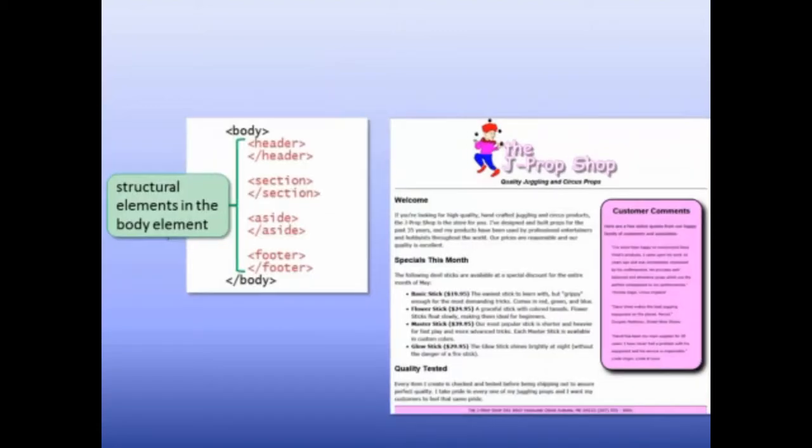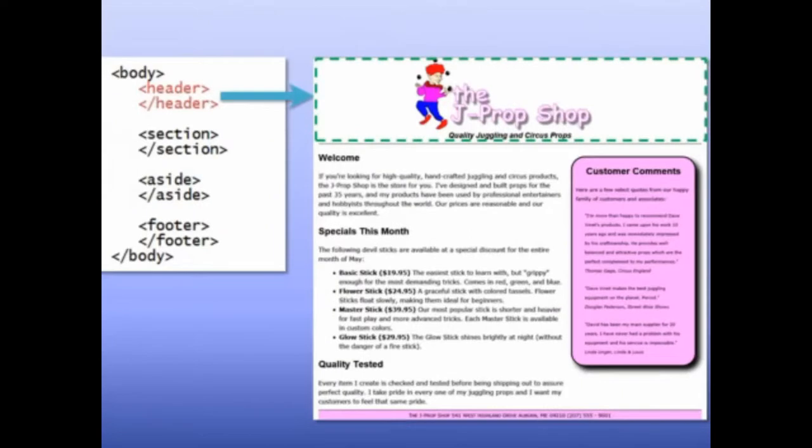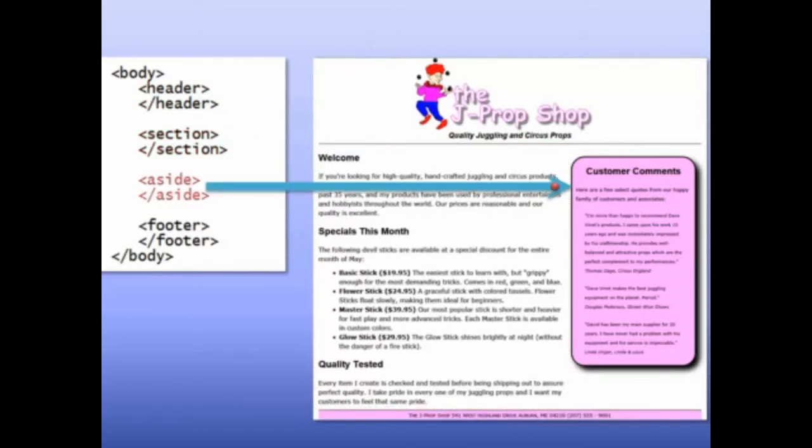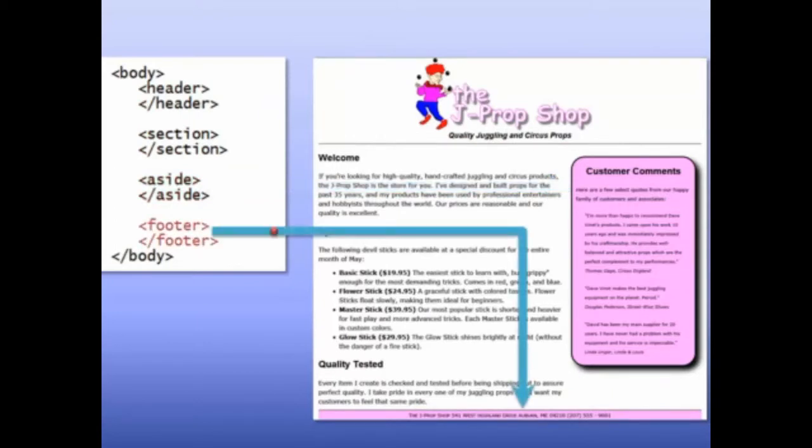To insert the HTML5 structural elements in the HTML file for the JProp shop's web page, open the jprop.htm file in a text editor, and then add the 4 tags shown here within the body element. You are already familiar with the header element, which includes content that appears at the top of the page. The section element contains the major topics on the page. The aside element contains side issues to the main topic of the page. The footer element includes content that appears at the bottom of the page.